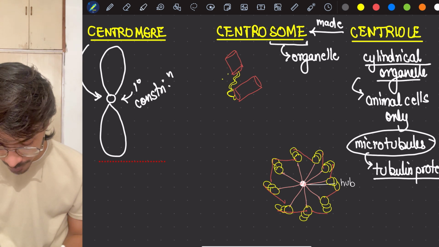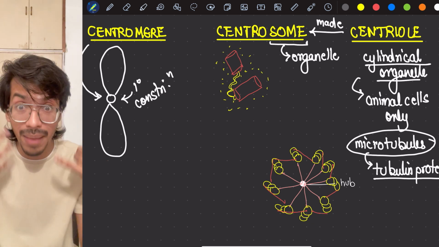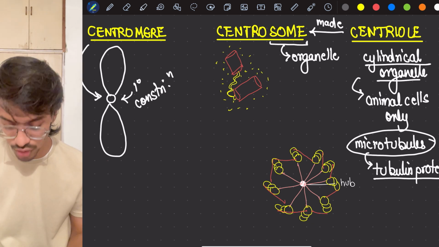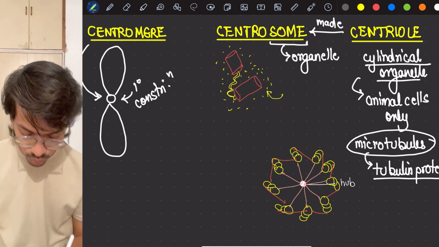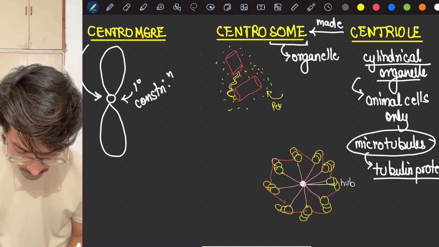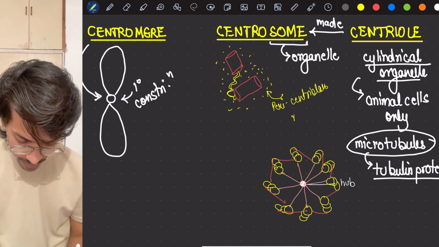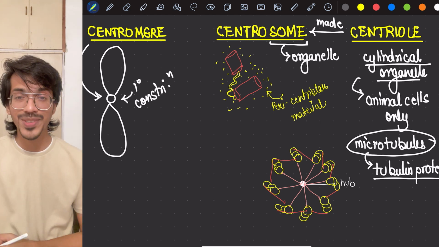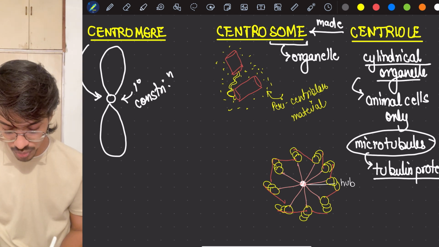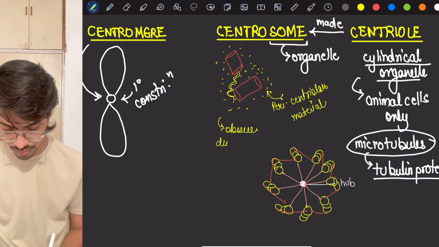Outside in this area, an amorphous fluid is present. Imagine that a certain viscous fluid, a jelly kind of thing, is present around it, protective. This thing is called what? Pericentriolar material. That's it. And you will observe this during the time of cell division.